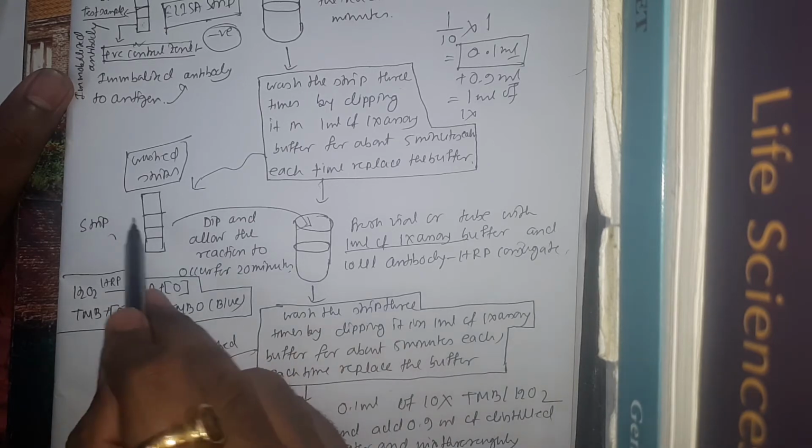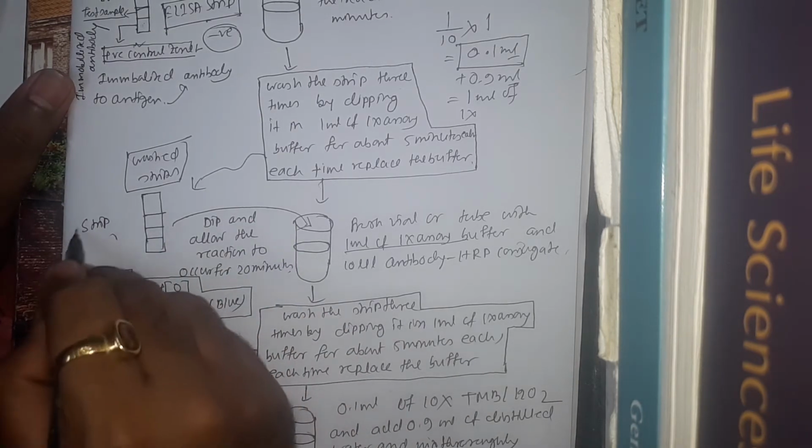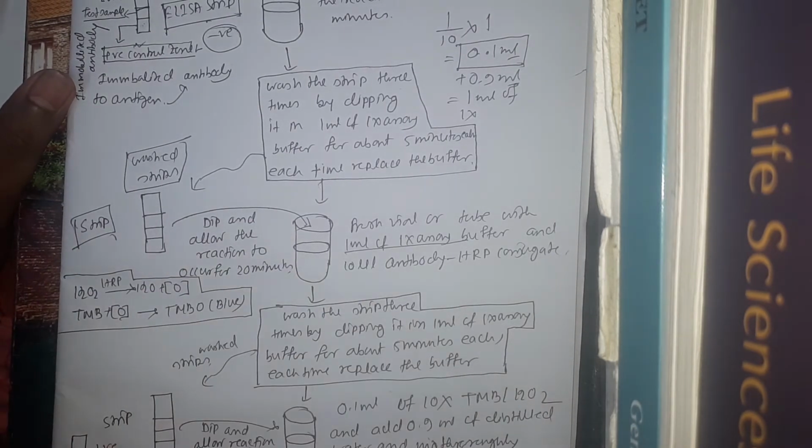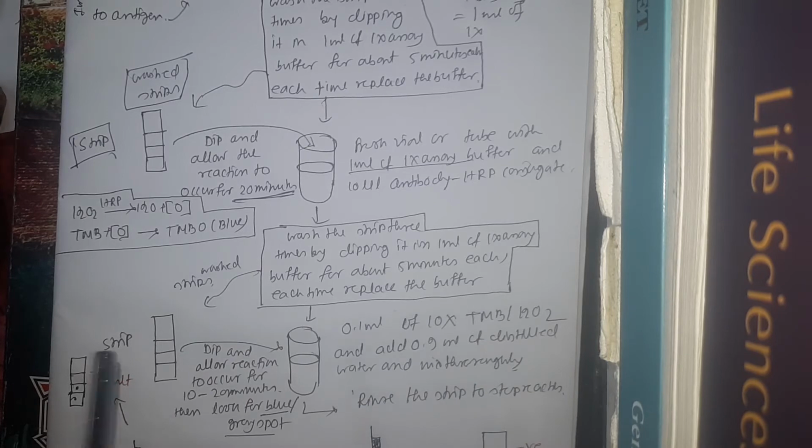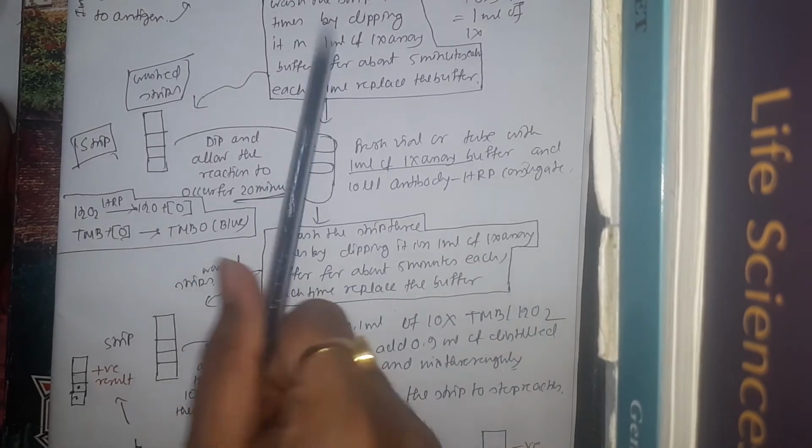Then you will dip the ELISA strip in that tube and allow the reaction to occur for 20 minutes. After doing this, you need to again apply the washing step that is similar to the previous one.